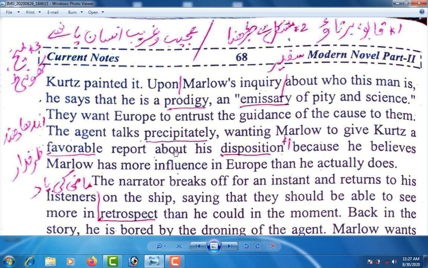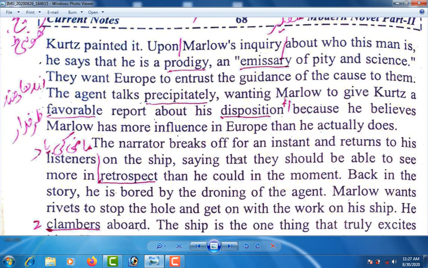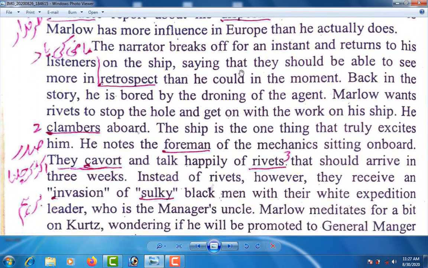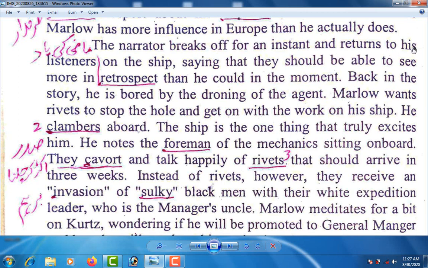The agent talks precipitately, wanting Marlow to give Kurtz a favorable report about his disposition, because he believes Marlow has more influence in Europe than he actually does. The narrator breaks off for an instant and returns to his listeners on the ship, saying that they should be able to see more in retrospect than he could in the moment.